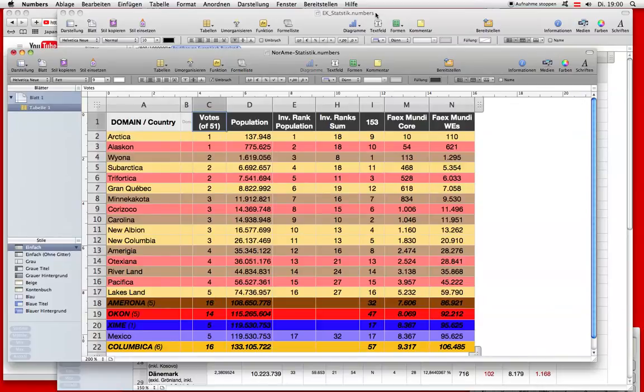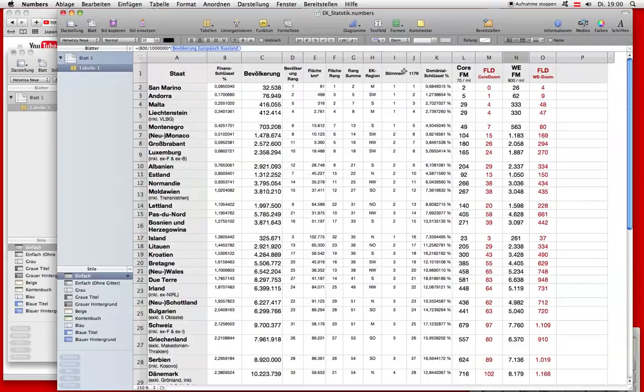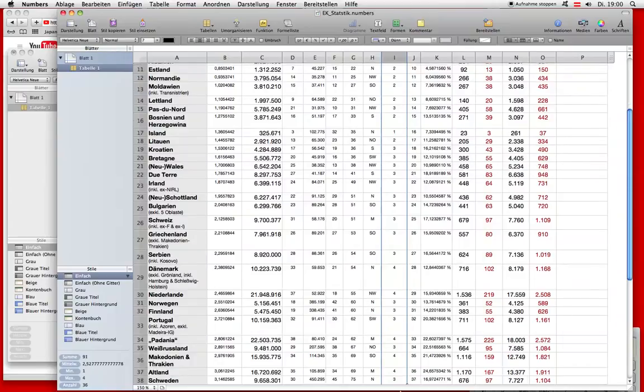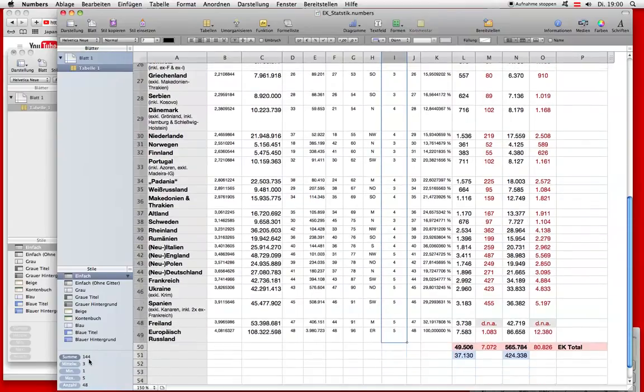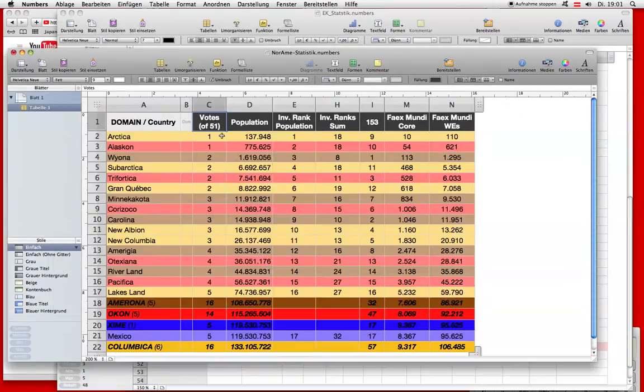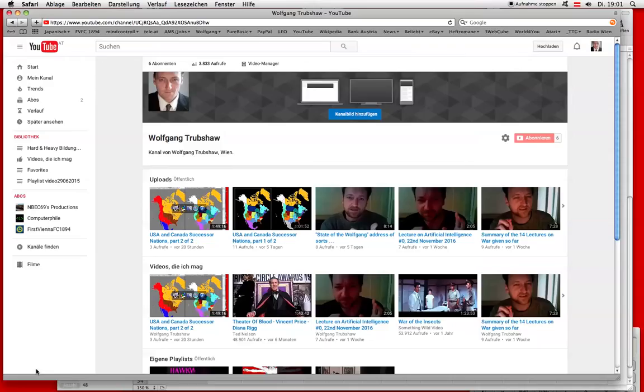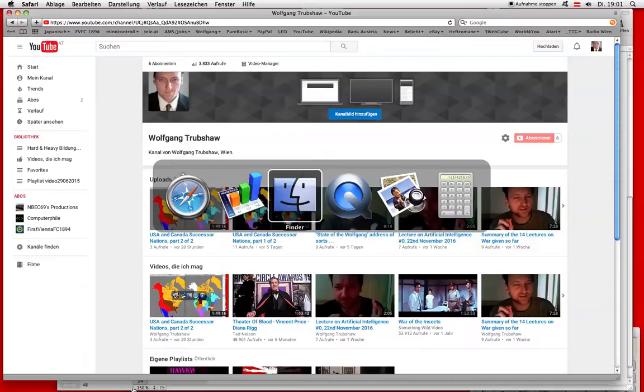I do want to point out that in Europe we have exactly the same thing. This here actually means votes, and if you add it all up, you see that we have 144 votes in Europe, whereas in North America, you have 51 votes total, which once more has to do with the fact that you're just 17 and not 48.